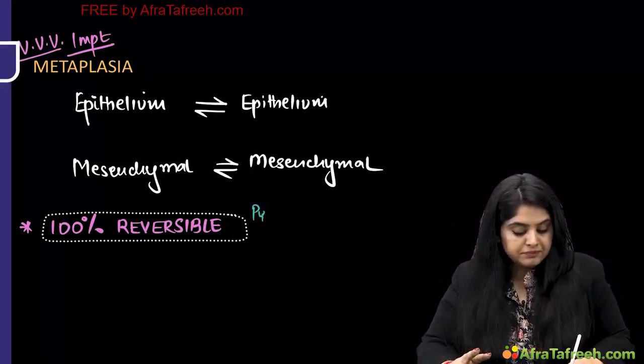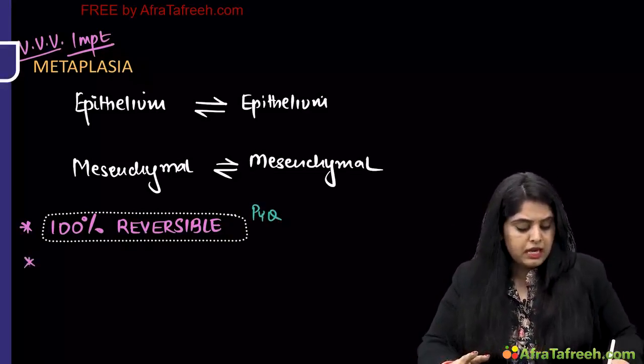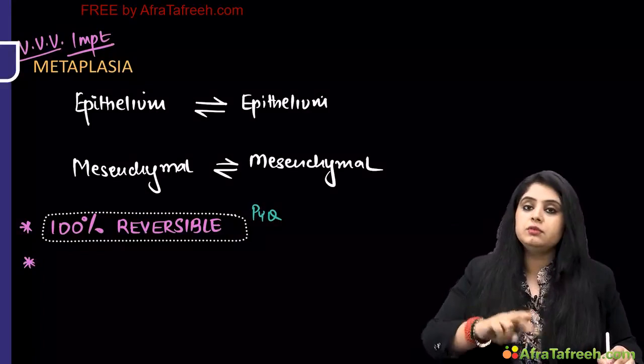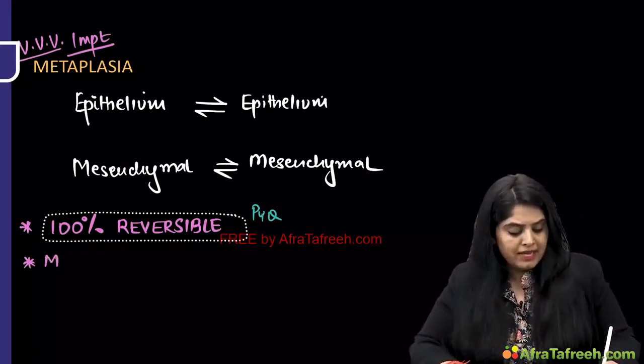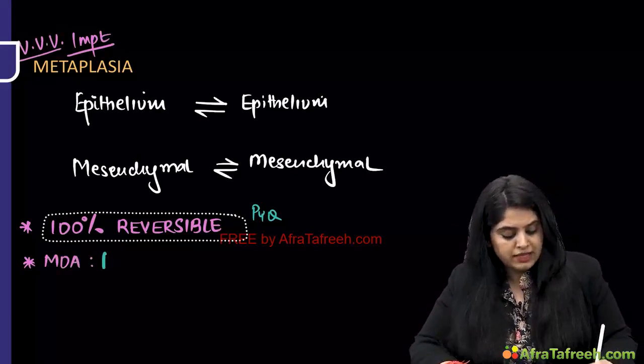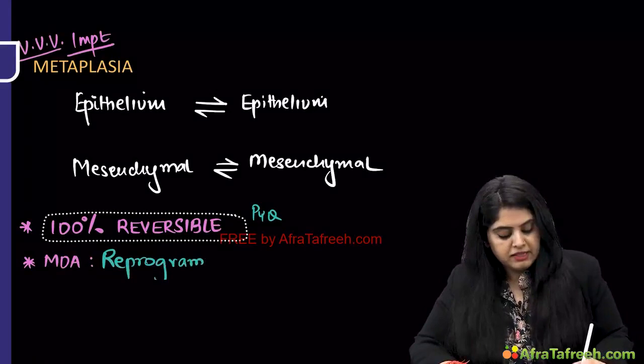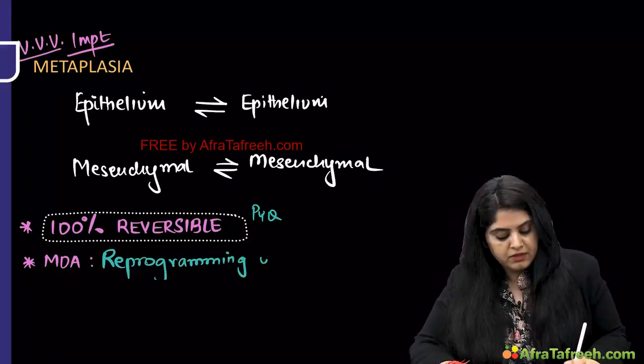PYQ number 1. PYQ number 2 is, how is it possible for one epithelium to change, squamous to columnar, columnar to squamous? How is it changing like this? What is the mechanism involved? The mechanism of action is going to be reprogramming of the stem cells.